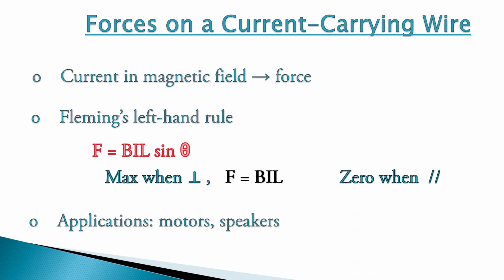F is maximum when theta is 90 degrees, and then F equals BIL. F is 0 when theta is 0 degrees, that is, in parallel. This is the motor effect, the principle behind motors and loudspeakers. Since we have already studied Fleming's left-hand rule and the basic motor principle, I won't repeat the diagrams here.